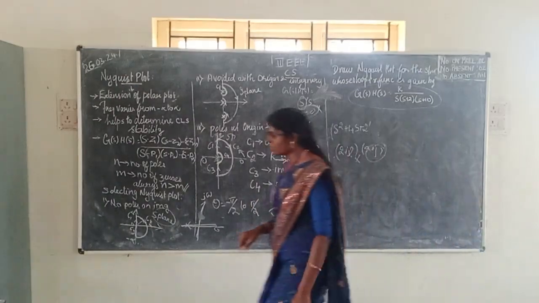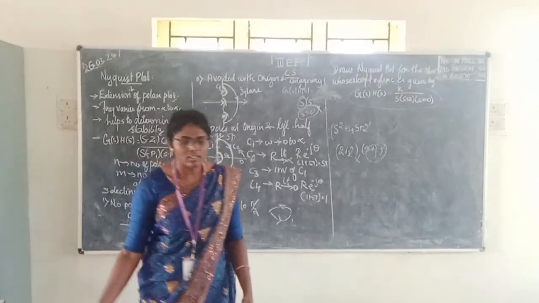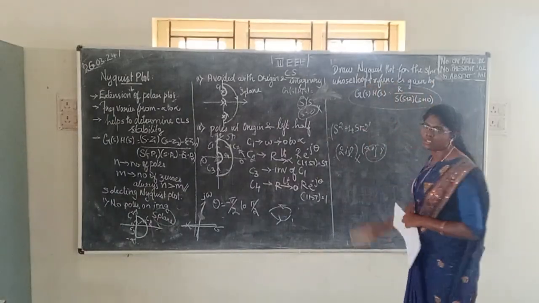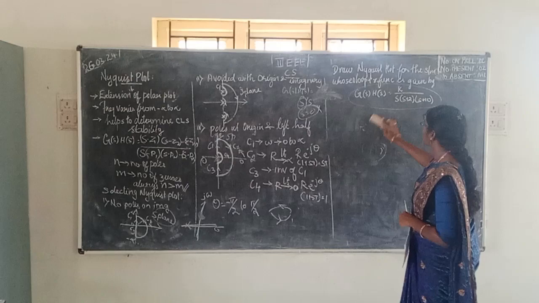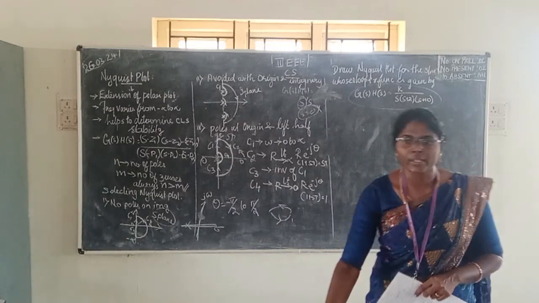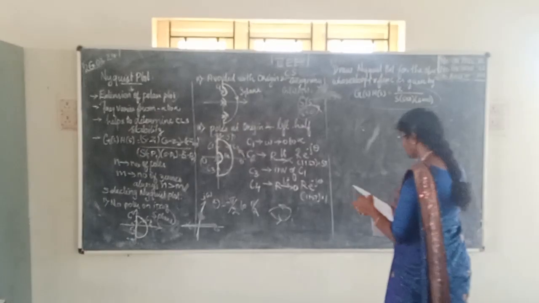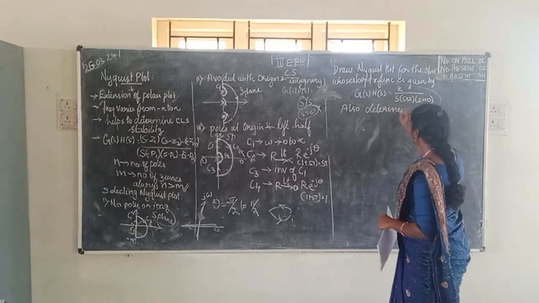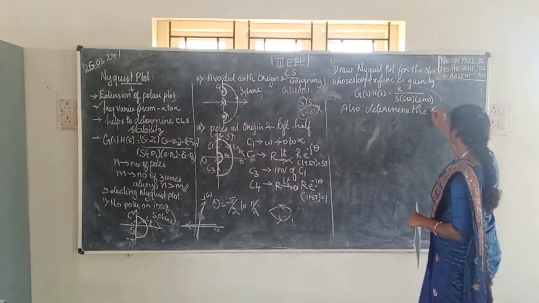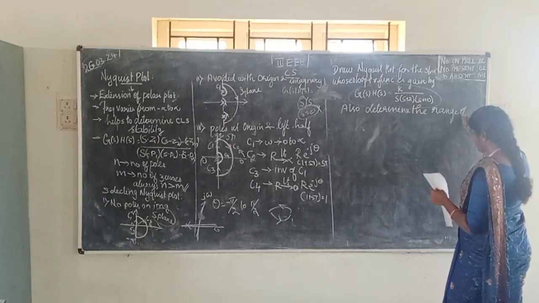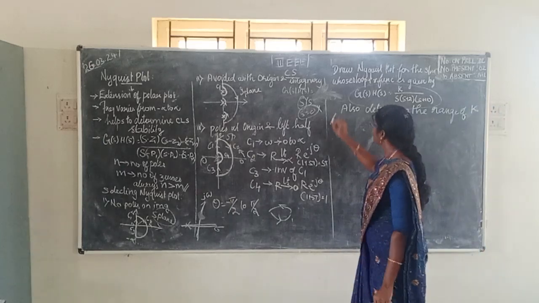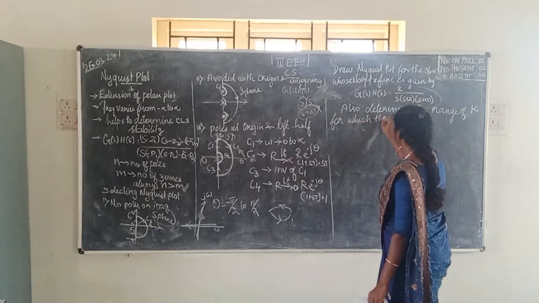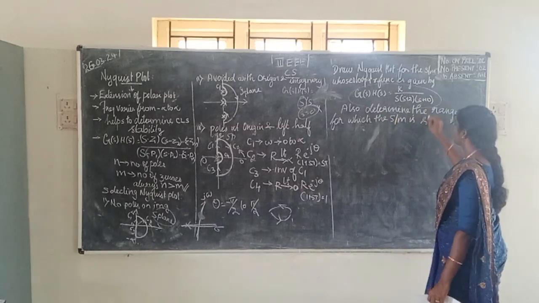First, this will be the question. The question will be like this: draw the Nyquist plot for the system whose open loop transfer function is given by G of s H of s equal to k divided by s into s plus 2 into s plus 10. Okay, and also determine the range of k for which the system is stable.